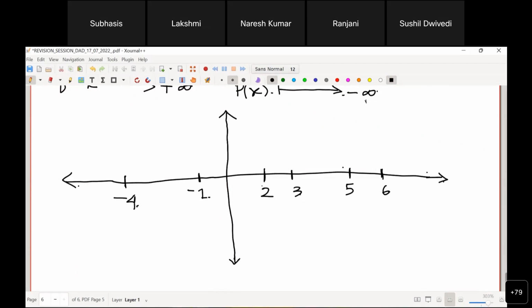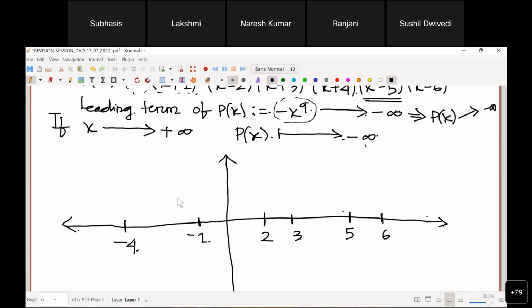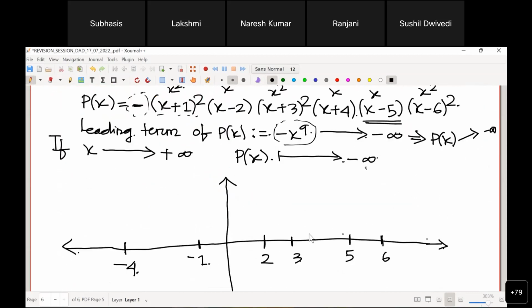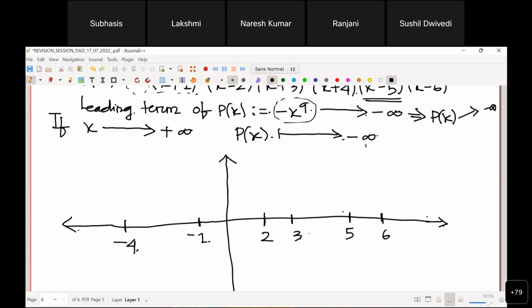Certainly, if I draw the graph, the graph will cross these points. Since these are the roots of the polynomial, if I draw the graph of that particular polynomial, it has to cross these points, right? The next thing is the end behavior. As you can see, if I go towards this direction, that is plus infinity, x tends to plus infinity.